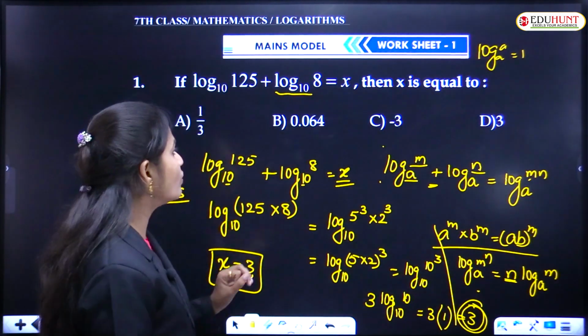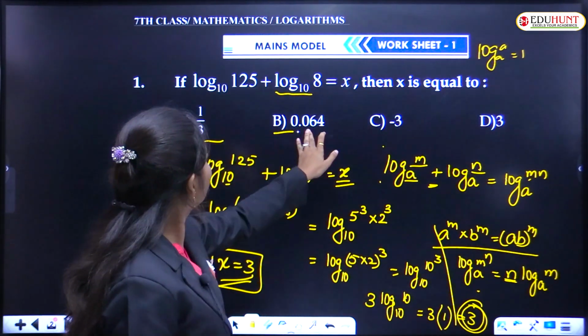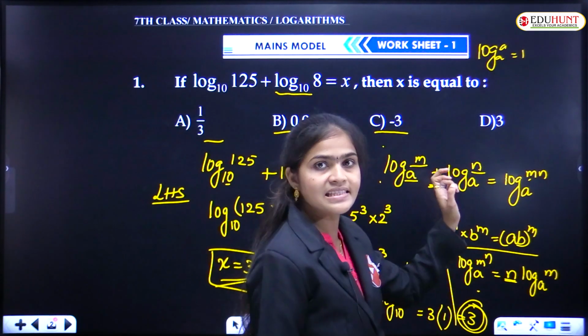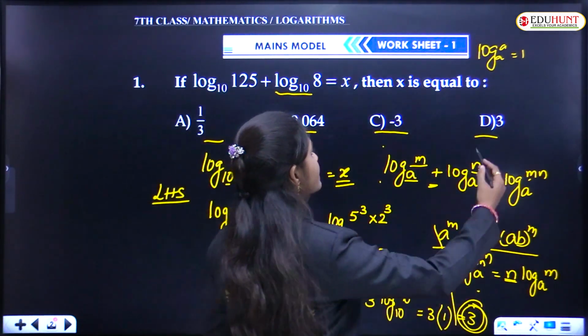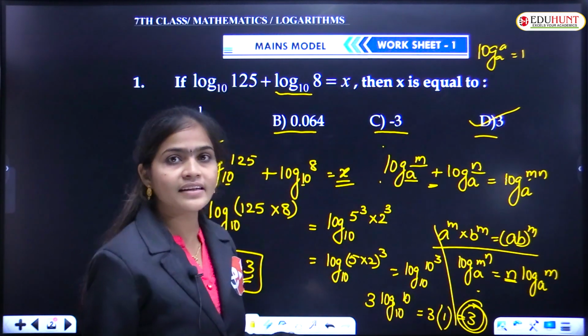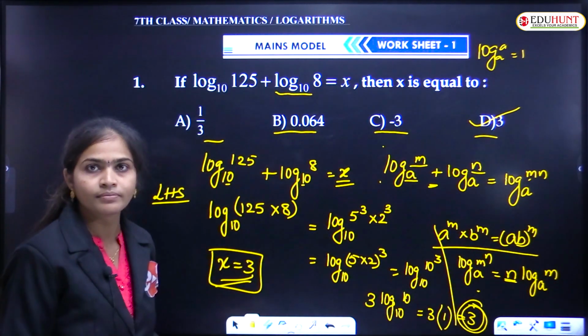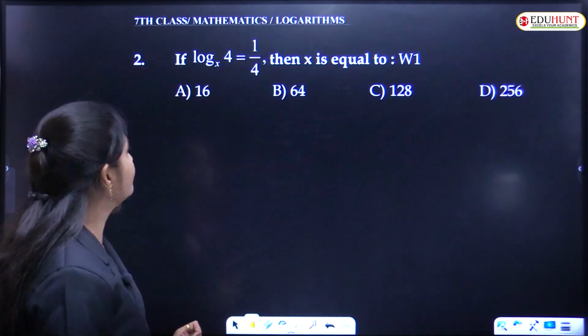So here finally we got x is equal to 3. So which option is correct here? Option A is 1 by 3, option B is 0.064, option C is -3 and option D is 3. So which option is correct? Yes, obviously option D is correct here. So what is the value of x? x is equal to 3. Am I clear? Yes.